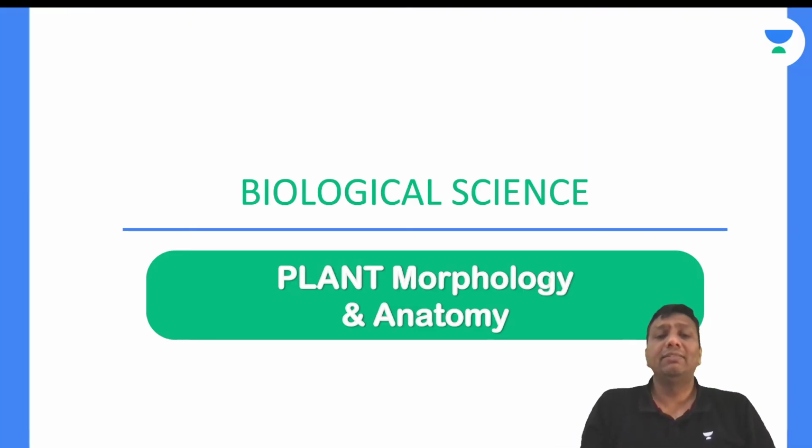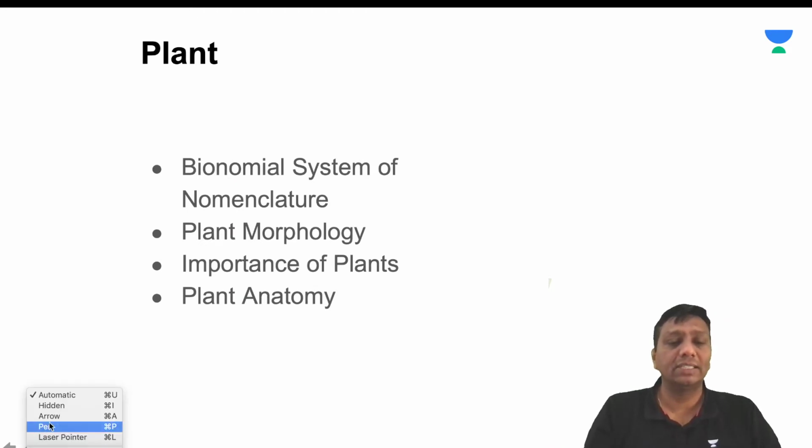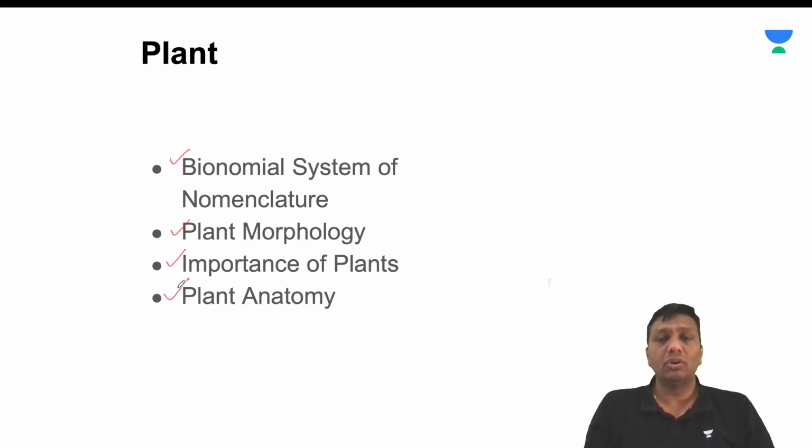Biological science, and here we'll go into the discussion of plant morphology and anatomy. What is morphology? The outer structure of the plant. The study of outer structure is called morphology, and the inner structure of the plant and tissues is called anatomy. In the case of plants, here we'll discuss the binomial system of nomenclature, plant morphology, the importance of plants, and plant anatomy. This whole portion will be my part of the discussion in this entire video.